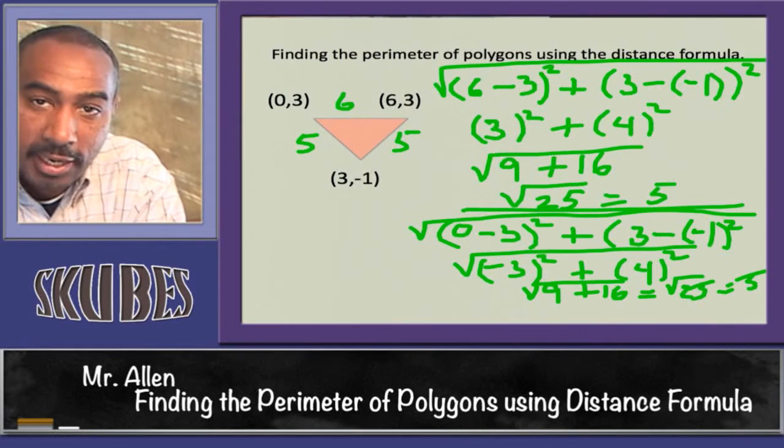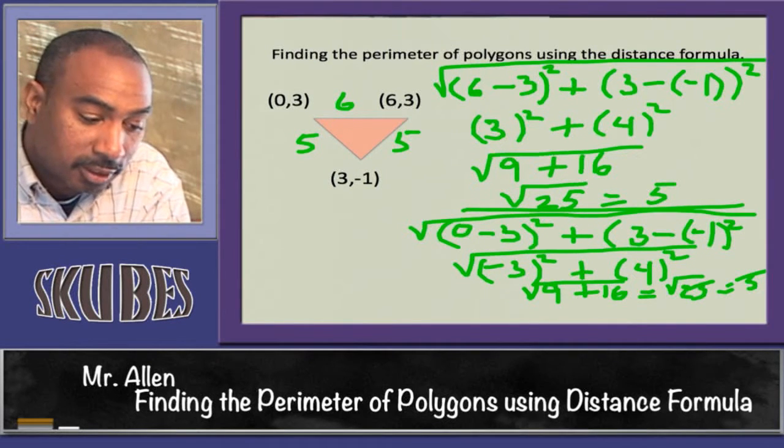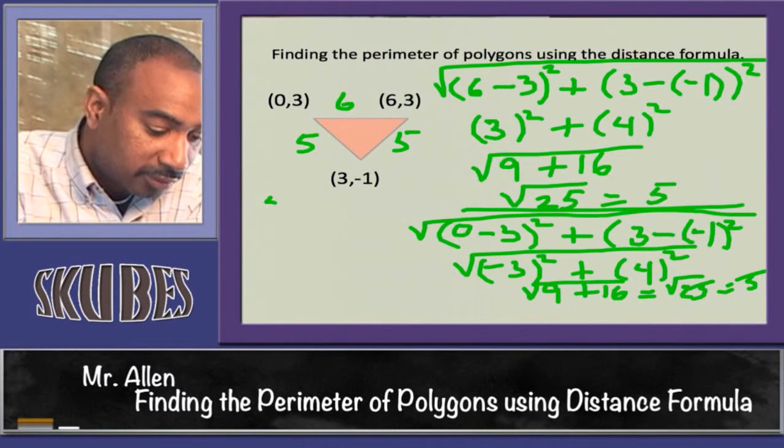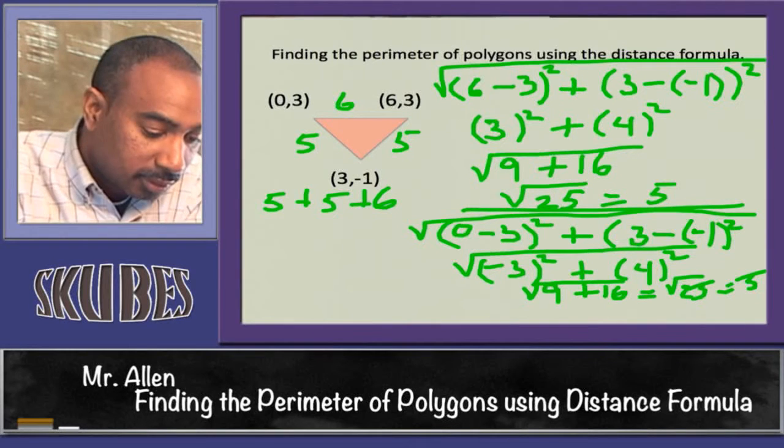And for the perimeter, you must add up the distances of all 3 sides of this triangle. So you have 5 plus 5 plus 6. That is a sum of 16.